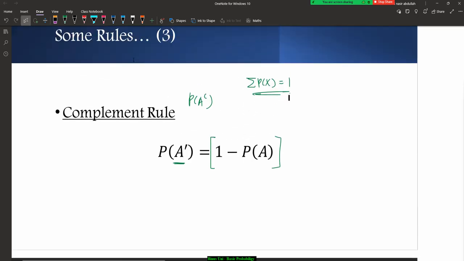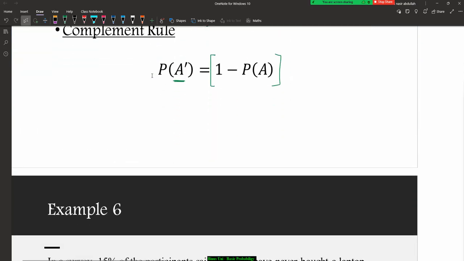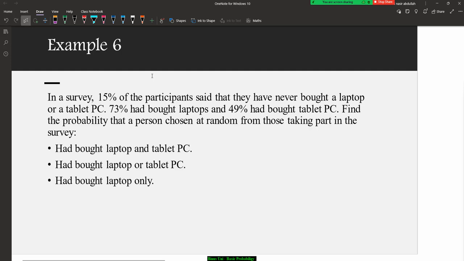This is the second rule of probability. I hope you can understand the rule. We are going to look into an example. Let's look at example number 6. In a survey, 15% of the participants say that they have never bought a laptop or tablet PC. 73% had bought a laptop, and 49% had bought a tablet PC. We want to find the probability that a person chosen at random from those taking part in the survey had bought a laptop and tablet PC.